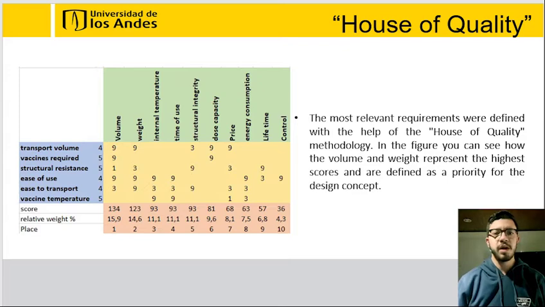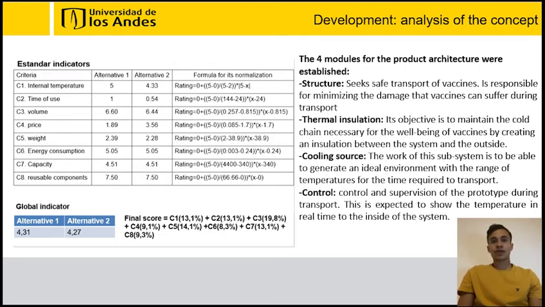In the house of quality, we have qualified the requirements and the restrictions of our design numerically, to be able to quantify the important aspects and generate an order of priorities. We established that 1 is low correlation, 3 is medium, and 9 a high correlation. Using this methodology, we have concluded that the volume and weight represent the highest scores and are defined as a priority for the design. Additionally, the lifetime and control are the least relevant in our case, since the cooling system already ensures the necessary temperature ranges, and the majority of the materials are plastics, which already have a long lifetime.